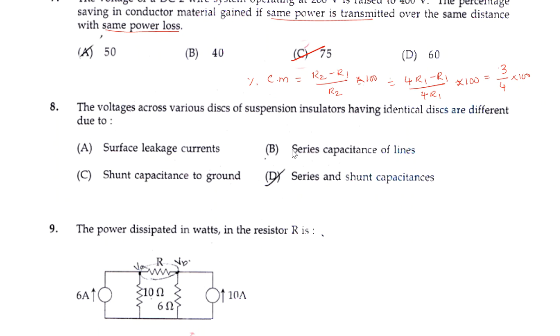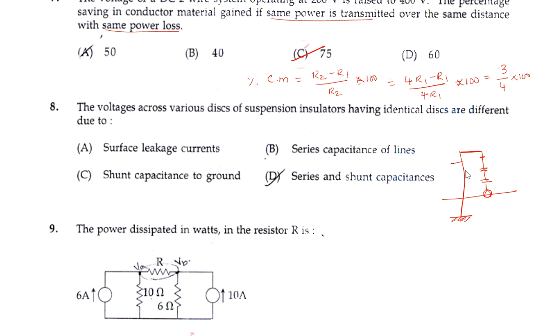Next one. The voltage across various discs of suspension insulators having identical discs are different due to... If you have seen the transmission tower like this, and here we have some conductors. Let's take an example: here we have a support, and here an insulator, and here another insulator, and here another insulator, and finally here we have a conductor. So the conductor goes like this.